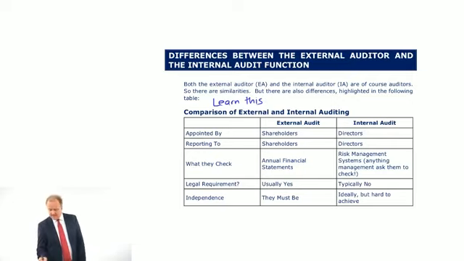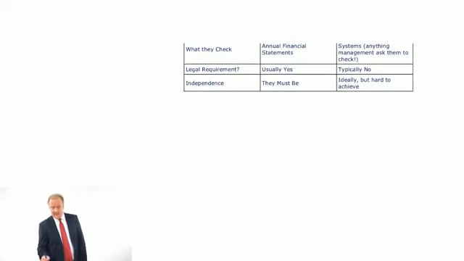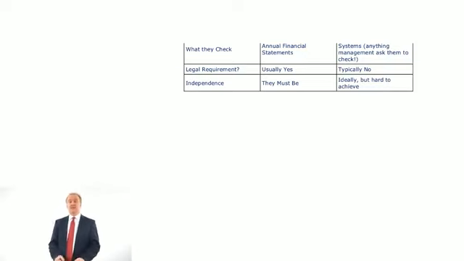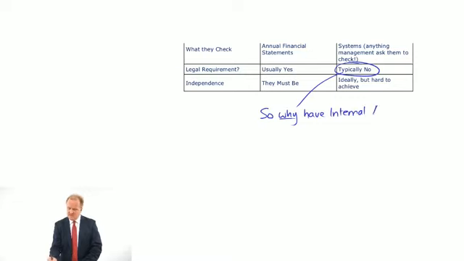Notice legal requirement. External audit, most companies have no choice. They have to have their accounts audited. Internal audit typically is not a legal requirement. Which I suppose raises another potential question. Why would you have it then? I mean, if you don't have to have it, what's the point? Well, there are various reasons.